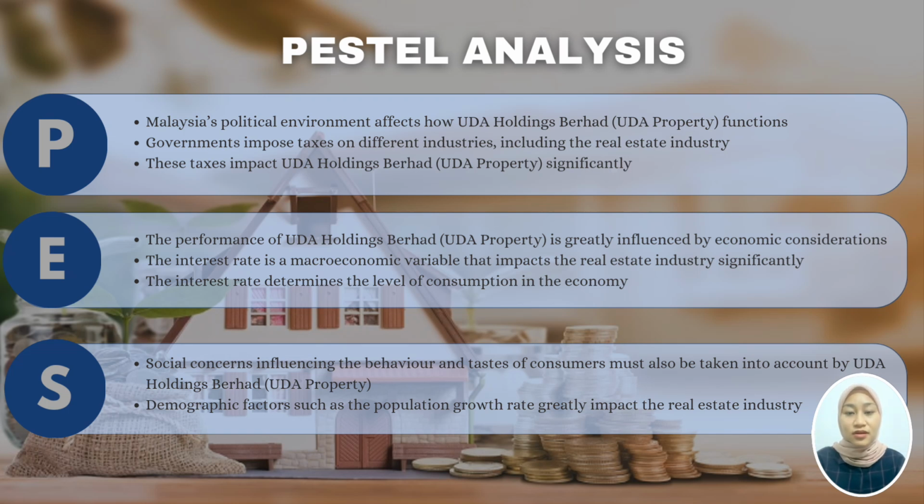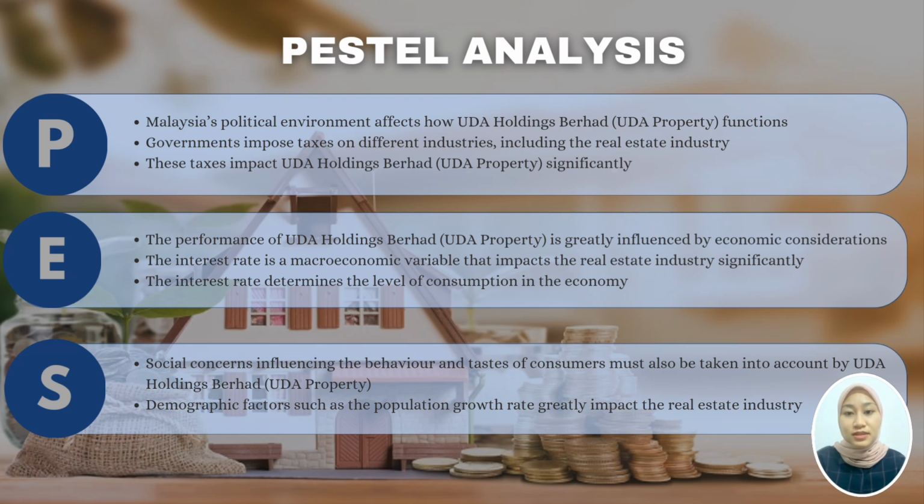Government imposes tax on different industries, including the real estate industry. This tax impacts UDA Property significantly. For example, suppose the government imposes more tax on the transfer of property or possession of land. The demand for real estate will fall and the price of land and property may fall too.